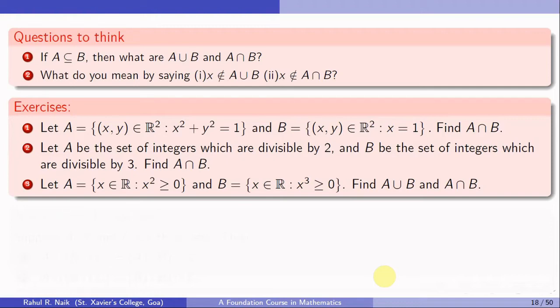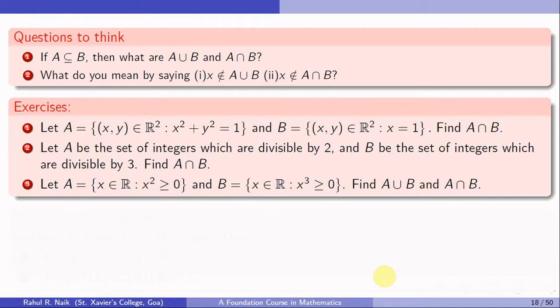What do you mean by saying x does not belong to A union B? This is exactly the negation of the statement x belongs to A union B. And you know when we say that x belongs to A union B. In the same way, what do you mean by saying x does not belong to A intersection B? This is the negation of the statement x belongs to A intersection B. So you would negate the definition, the statement x belongs to A and x belongs to B.